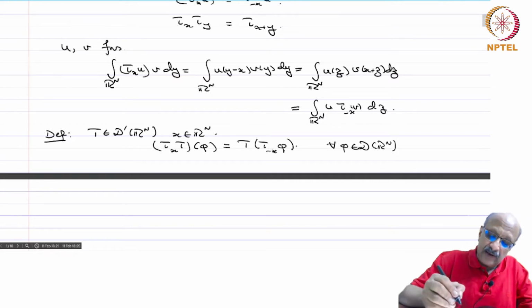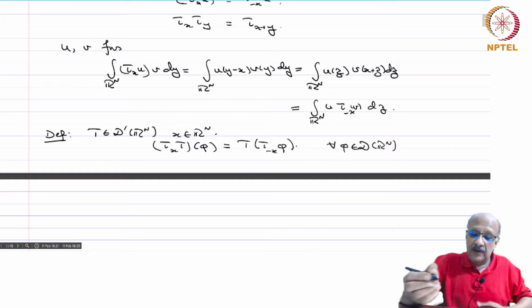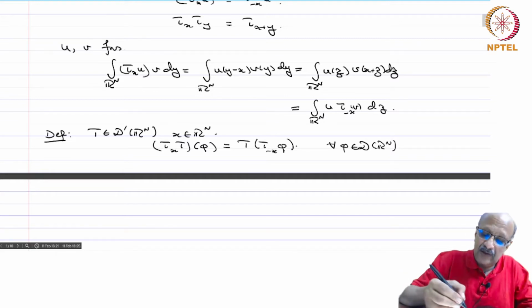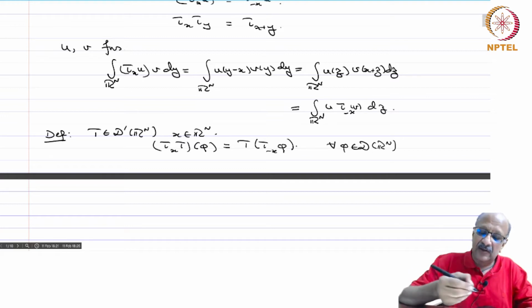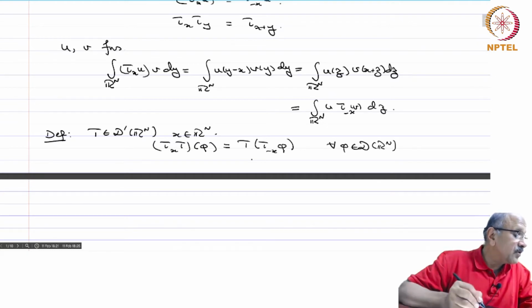Now, it is clear that if phi n goes to 0 in D of Rn, then tau minus x of phi n will also go to 0 in D of Rn. You can easily verify that because they are just translations by a single vector x, and therefore all the supports will be contained in a fixed compact set, which is the translation of the original compact set by x, and then all the derivatives will go to 0 uniformly. There is no problem about that. So, this defines a new distribution. So, tau x T is a distribution which is defined this way.